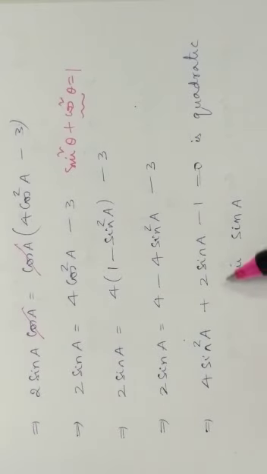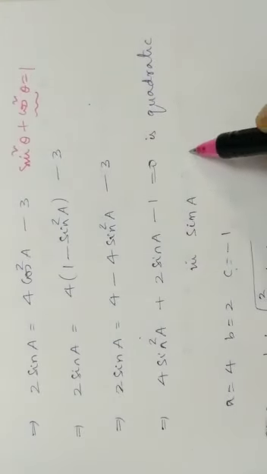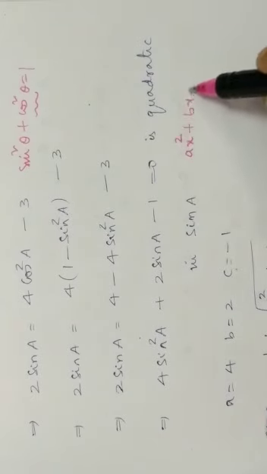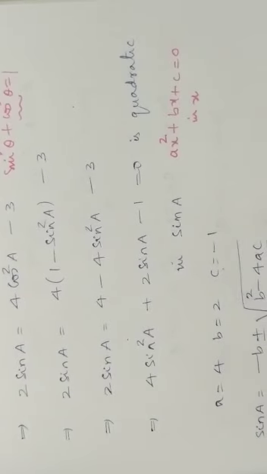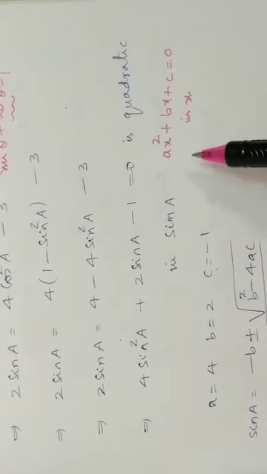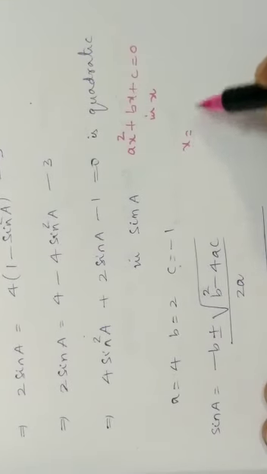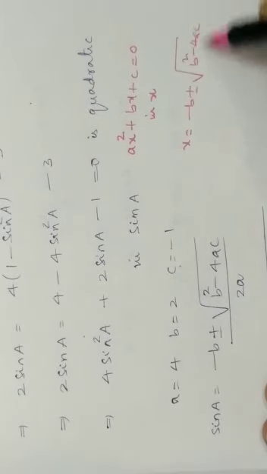If you observe, this is a quadratic equation in terms of sine. As we all know, in our 10th standard, you might have learned a quadratic equation of the form ax square plus bx plus c equal to 0. This is quadratic in x. And we know how to solve this quadratic. Since the quadratic is in terms of x, you have to write the formula x equal to minus b plus or minus root over b square minus 4ac by 2a.